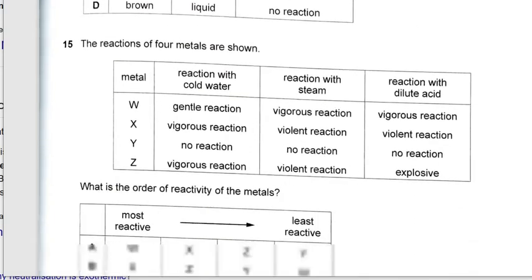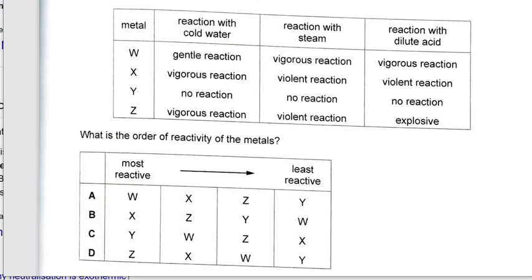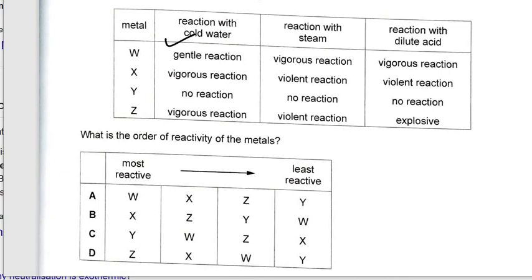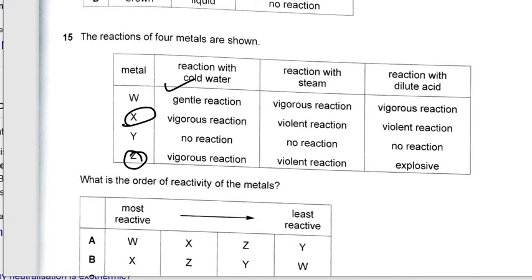Now question number 15, the reactions of 4 metals are shown: W, X, Y and Z. The reaction with cold water will tell you how reactive they are. So see, it says a vigorous reaction for X and Z. It means it is a strong metal. Now next, reaction with steam, it should be a very violent reaction, right? So again, that matches an option. Then reaction with dilute acid. Okay, so it's explosive.